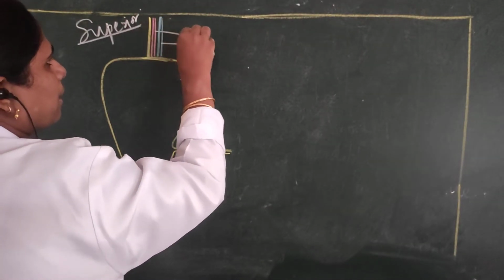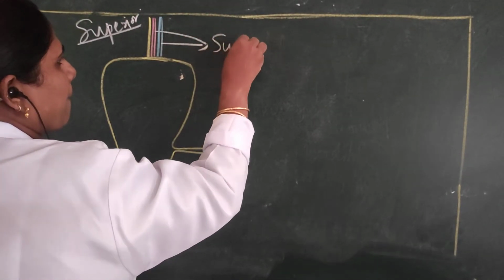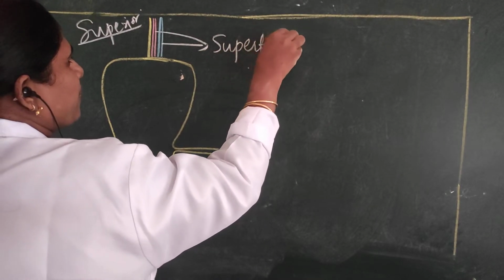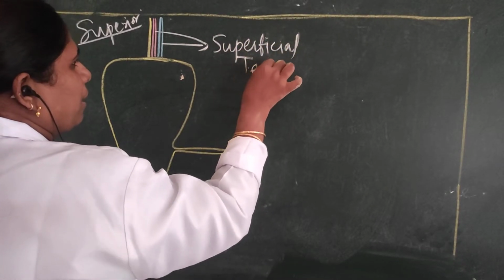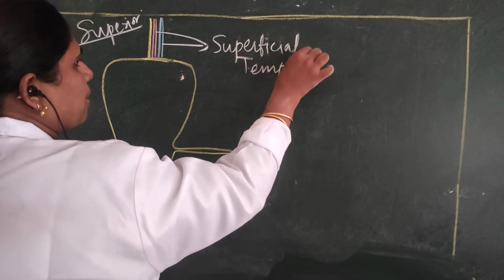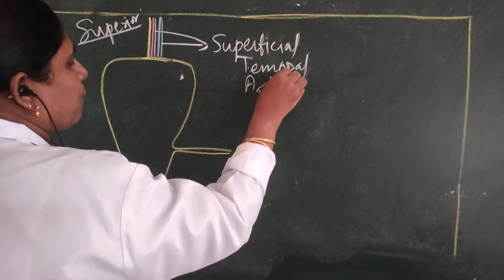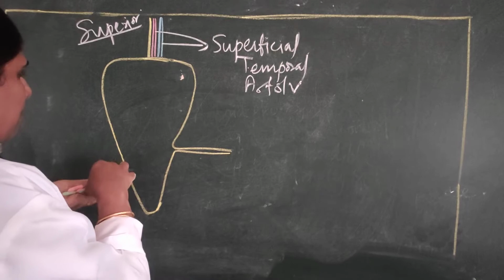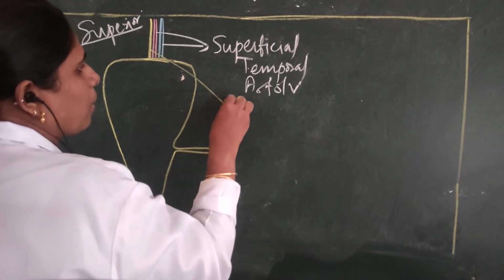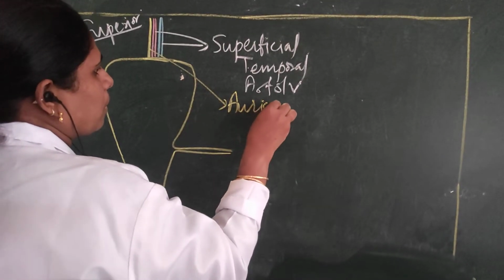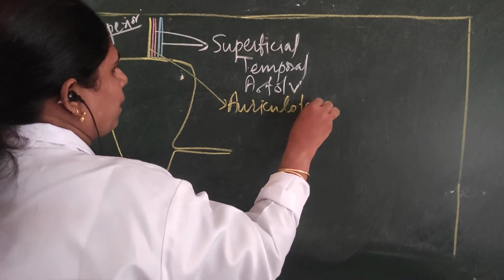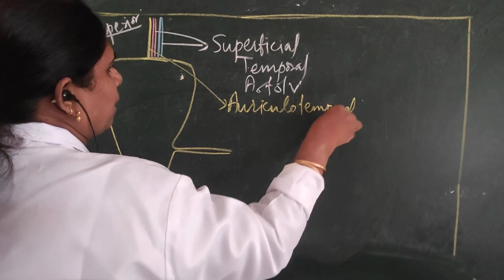The superficial temporal artery and vein, and the auriculotemporal nerve.